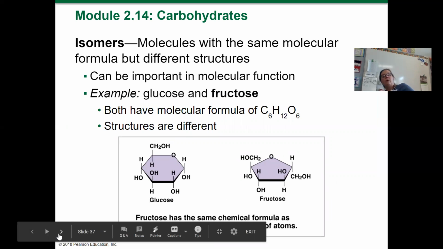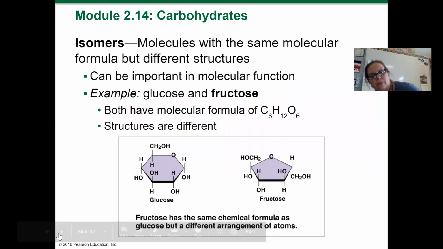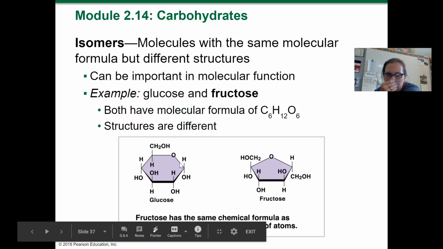Isomers. Isomers are molecules with the same molecular formula, but they're different structurally. Glucose and fructose are examples of that. And so you would have the same molecular formula, C6H12O6, but they're different. And you can see how they're different by the drawings on the bottom here.